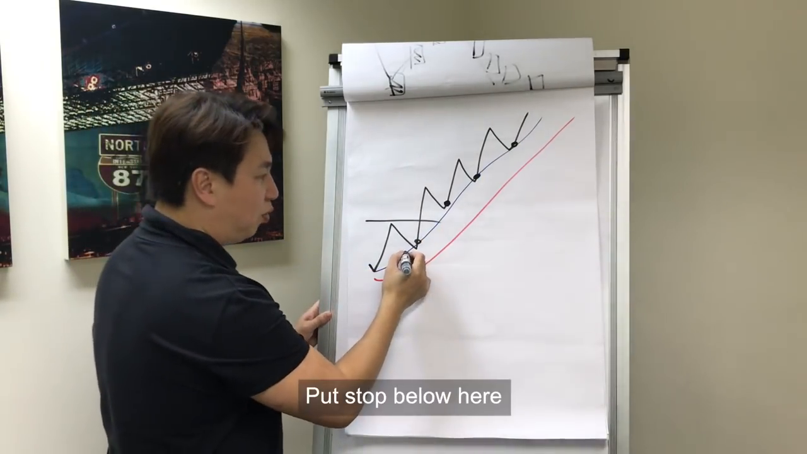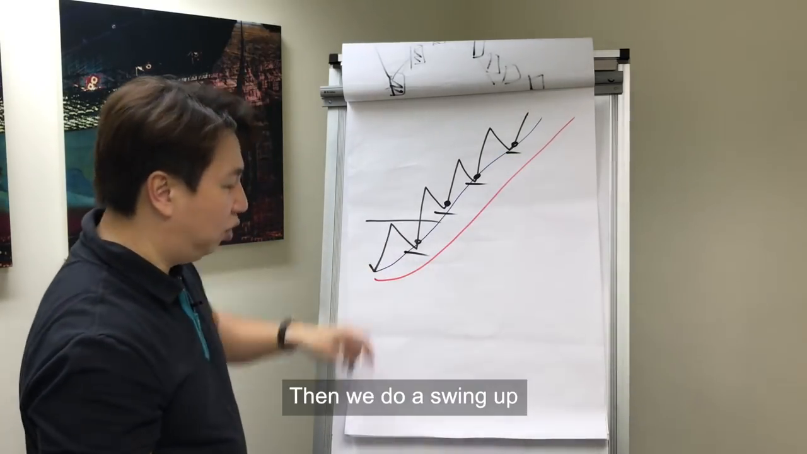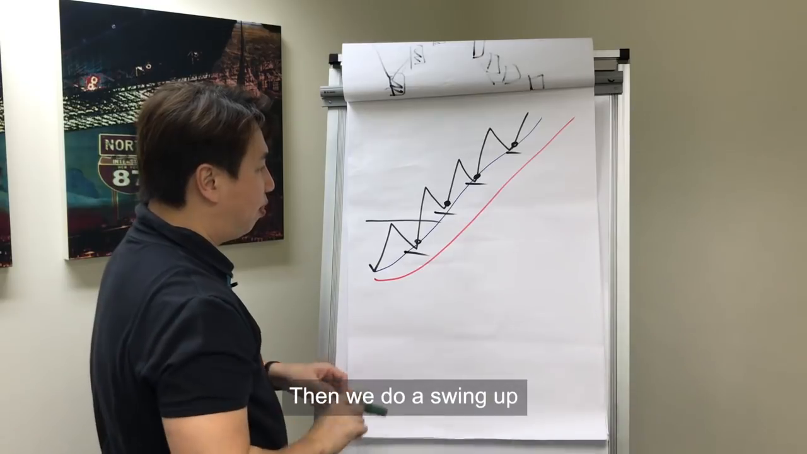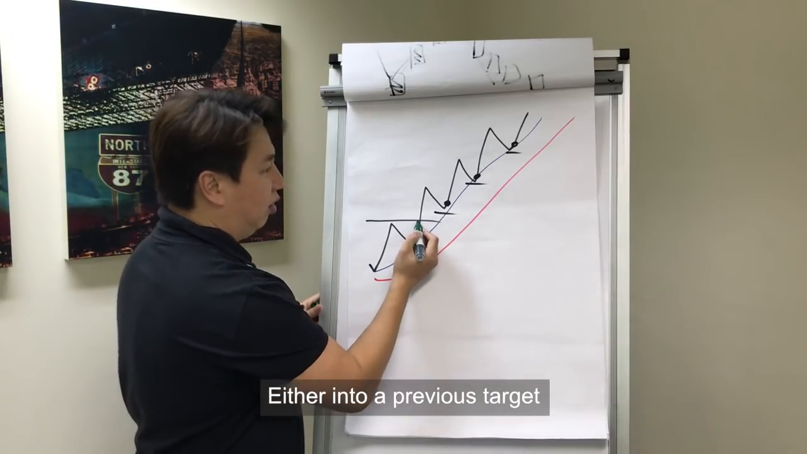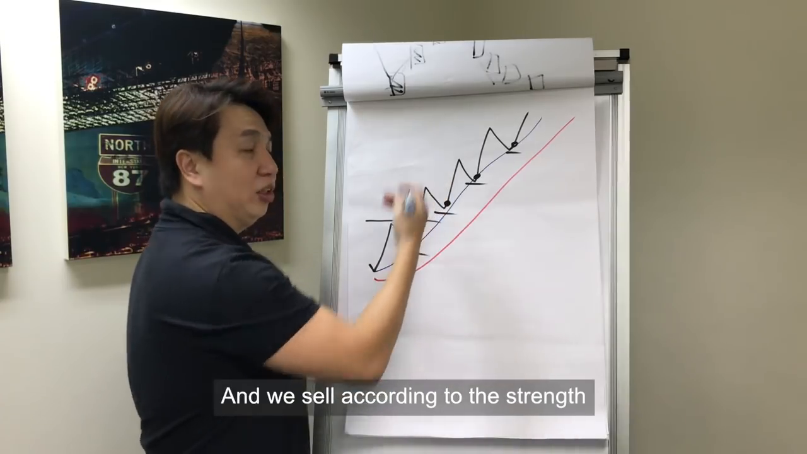Put the stop below here, stop below here, stop below here, stop below here. Then we do a swing. We do a swing up, either into the previous target or higher, and we sell according to the strike.